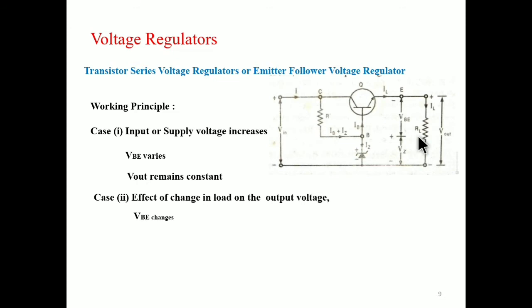As a result, the conduction level of the transistor will increase, leading to a decrease in the collector emitter resistance. The decrease in collector emitter resistance of the transistor will cause a slight increase in the input current to compensate for the decrease in RL. So thereby it will compensate for the output voltage. So this is a simple idea of the series voltage regulator.